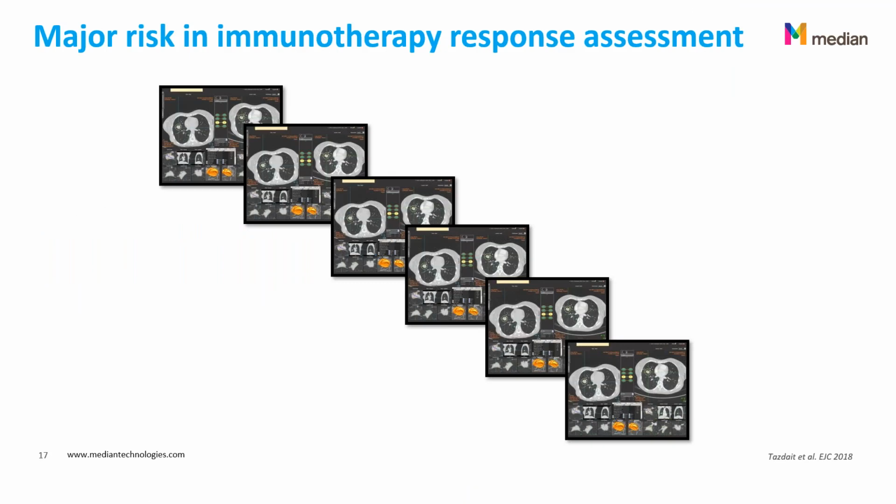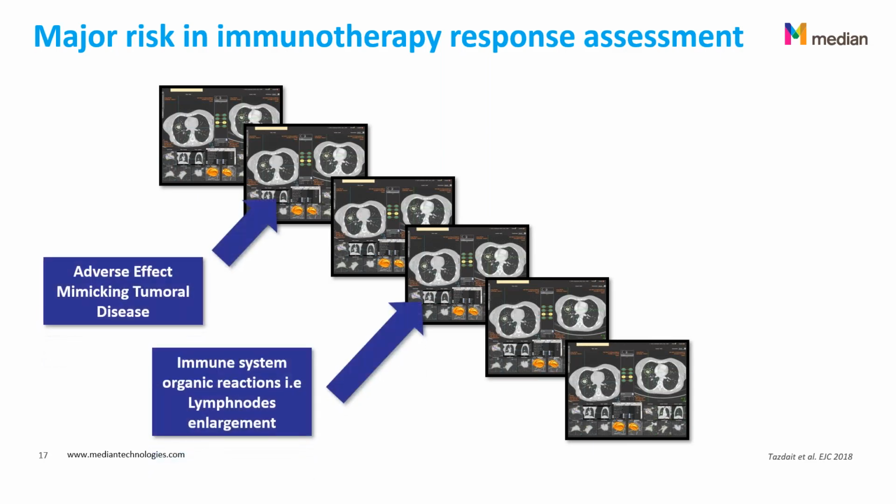So the major risk in assessing immunotherapy using imaging is the misclassification of the response. This may be caused by two classes of pitfalls. The first one is an intercurrent event visible on the images that can be related to an immune adverse event, for example, but also a simple modification of the immune system, and especially the lymph node enlargement that we will see on the next few slides.